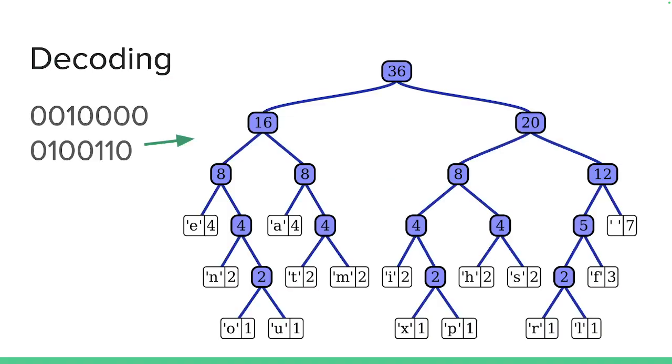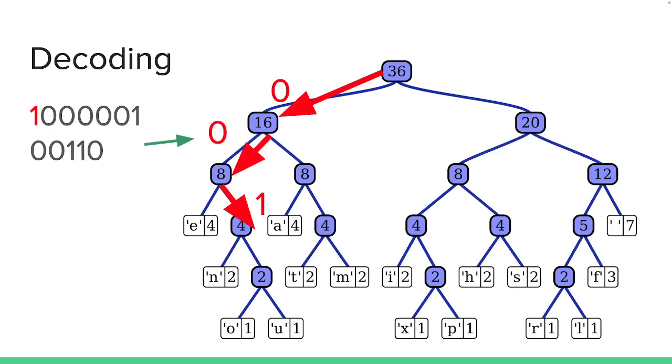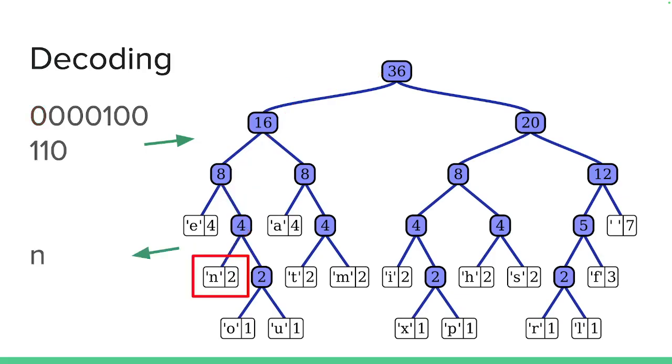To decode, we use our tree, and we start with the zeros and ones. So we begin. A 0, as we recall, was a left. So we start at the top and move left down the tree. And then we move left again for another 0. And we move right for a 1. And then we move left again for a 0. And now we've reached a leaf node on the tree, which means that this character was an N.